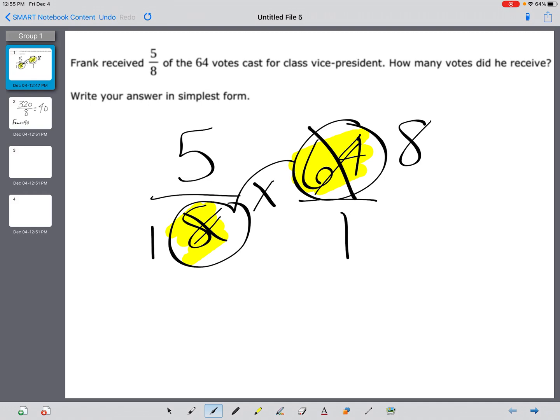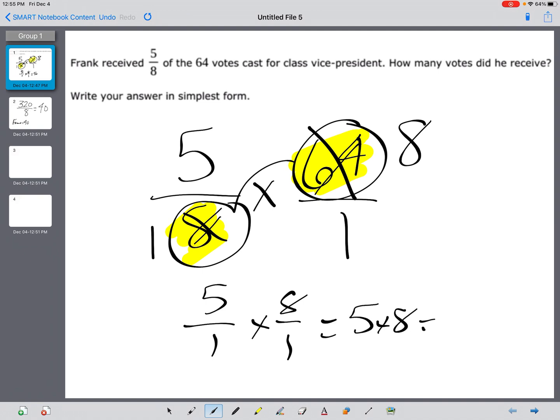And so what you're left with essentially is 5 over 1 times 8 over 1, which is really just 5 times 8, and you get the same answer, 40.